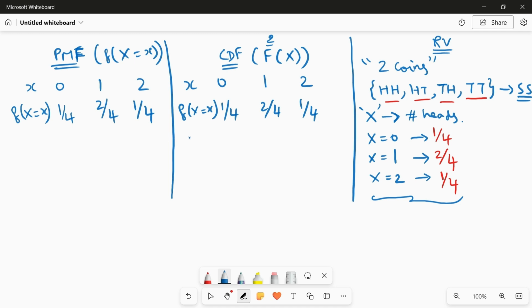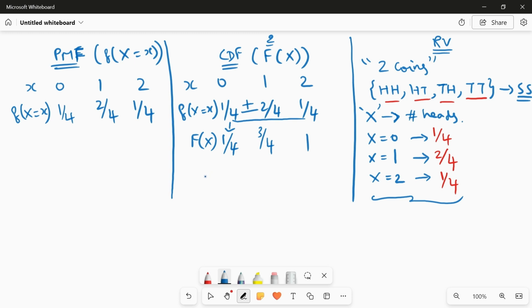So capital F of x, let's say first we plug in the value 0. What is capital F of 0? It's nothing but the same, this corresponding value will come. Now what is capital F of 1? You add these both. What is the answer? 3 by 4. Now what is this capital F of 2? You add everything over here and write as 1. Understood? Cumulatively you are adding the probabilities.